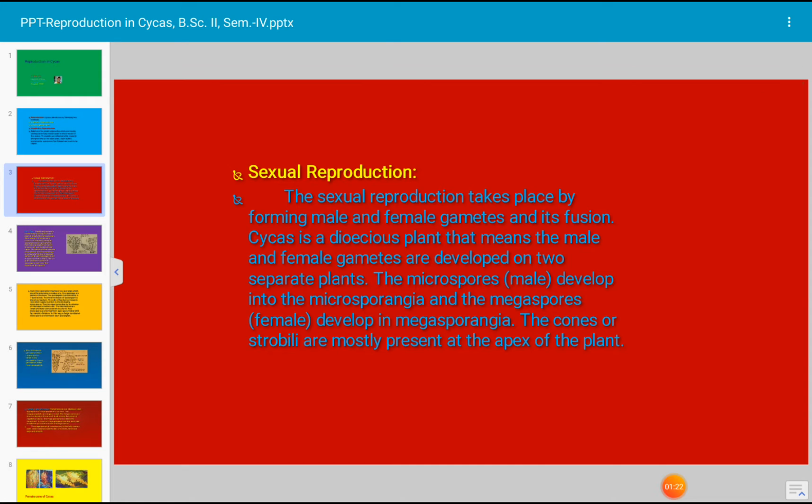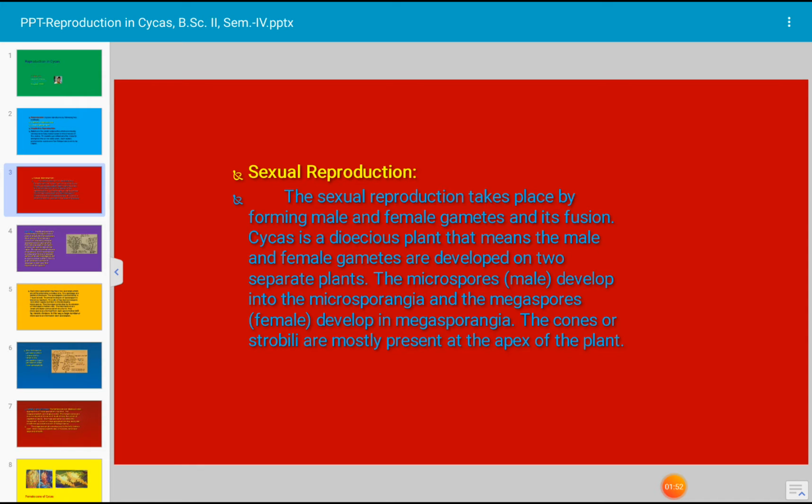The reproduction which takes place in the presence of gametes is called sexual reproduction. Sexual reproduction takes place by forming male and female gametes and their fusion. Cycas is a dioecious plant. Di means two. Dioecious plant means the male plant is different and the female plant is different. The female plant produces female gametes, the male plant produces male gametes.